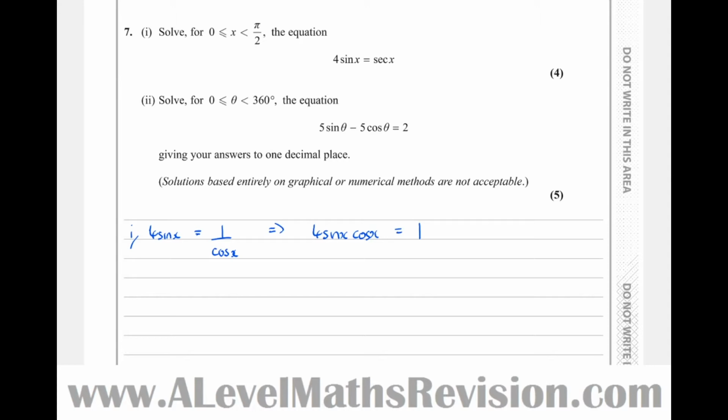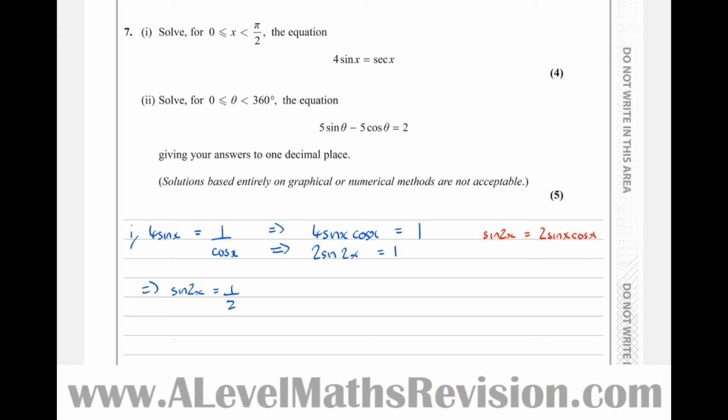However, if you know your trig identities, which you ought to, you know that sine 2x equals 2 sine x cos x. So 4 sine x cos x is double that. So 2 sine 2x is equal to 1. Brilliant. So now we can do it. So now we've got sine of 2x equals 1/2.